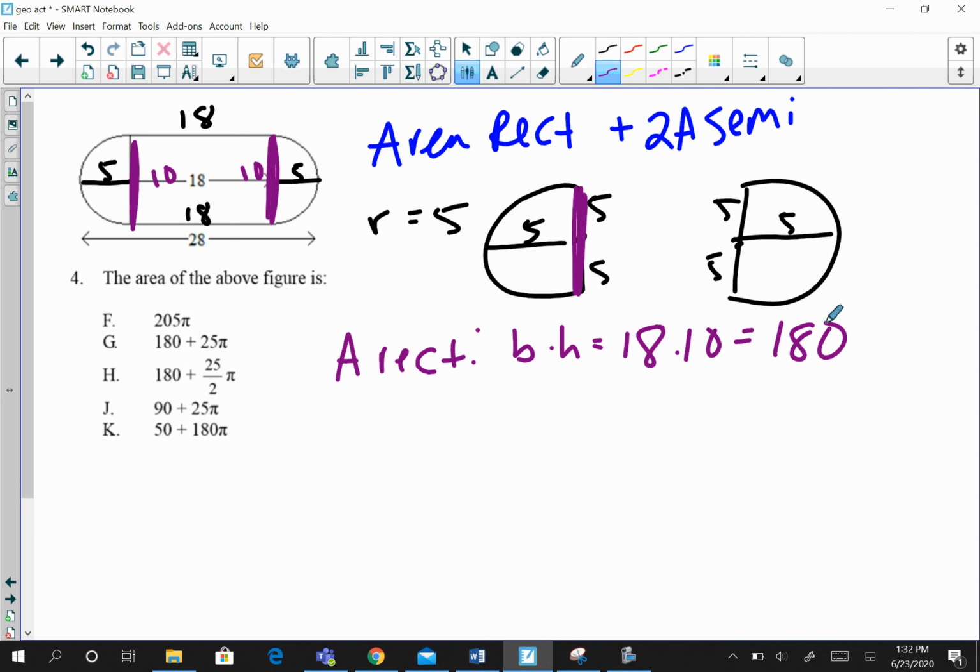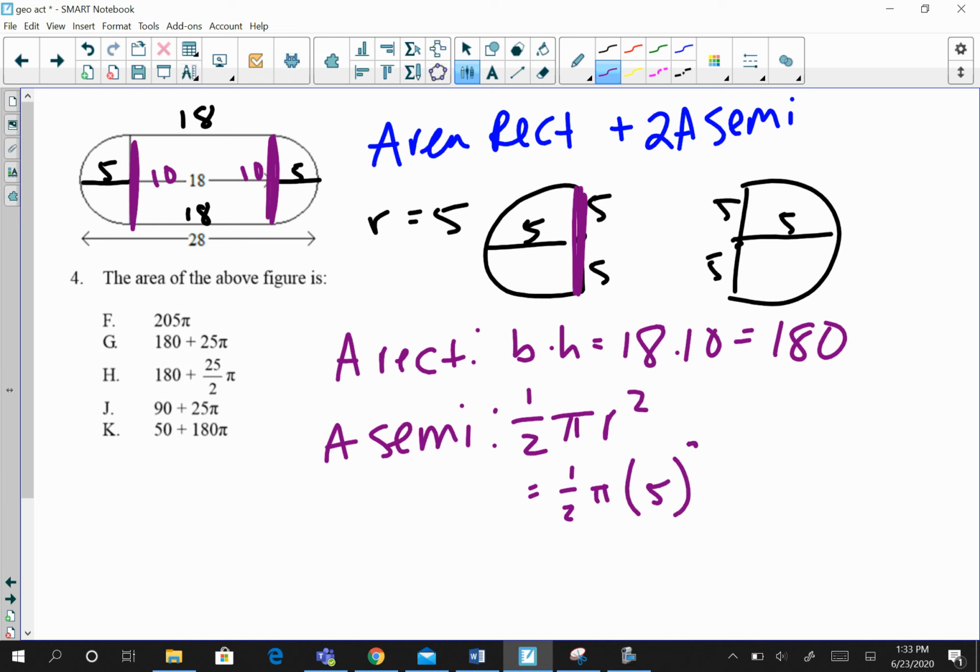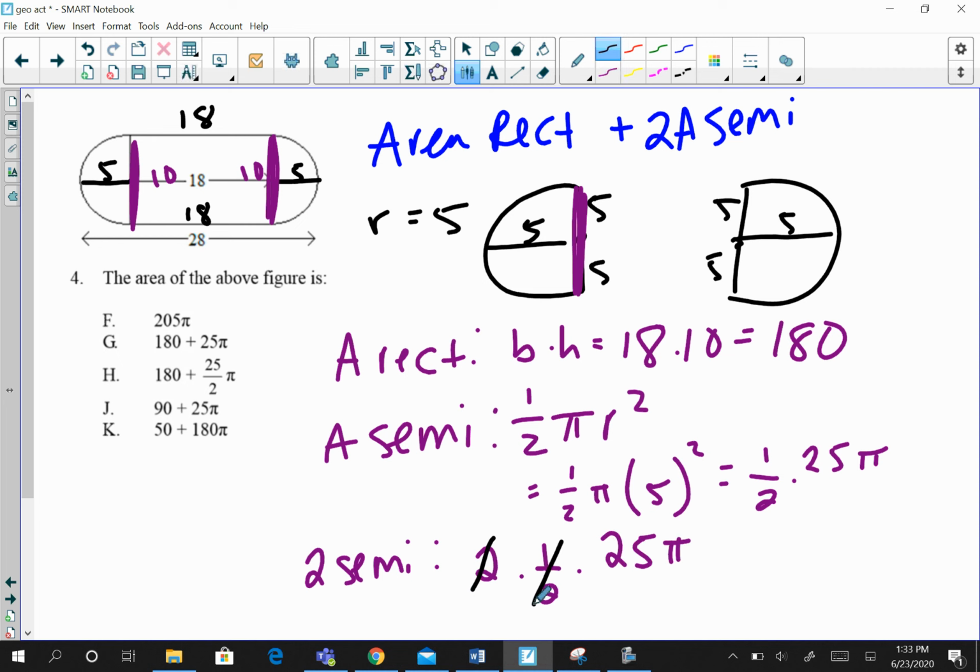And then my area of my semicircle, well, we know area of a circle is pi r squared. A semicircle is half of that, so cut it in half. So I have 1/2 pi. My radius is 5 squared, so I have 1/2. 5 squared is 25 pi. Now I have 2 semicircles, so I'm going to multiply this by 2. 2 of my semicircles is 2 times 1/2 times 25 pi. Well, thankfully, my 2 and my 1/2 will cancel out, and I'll just have that 25 pi left.